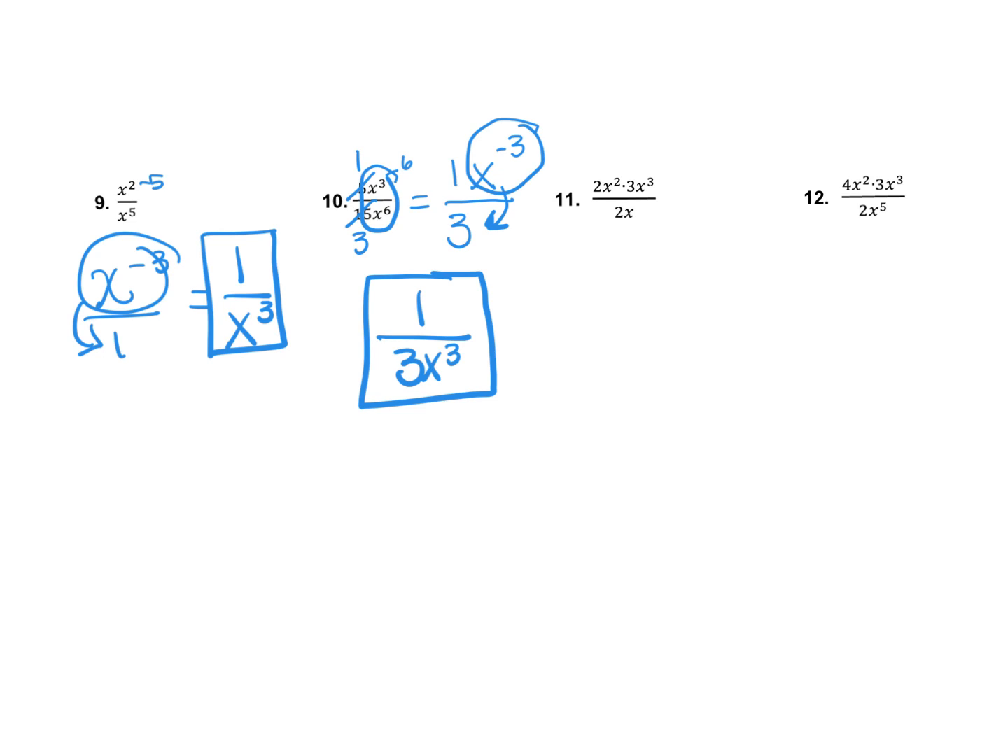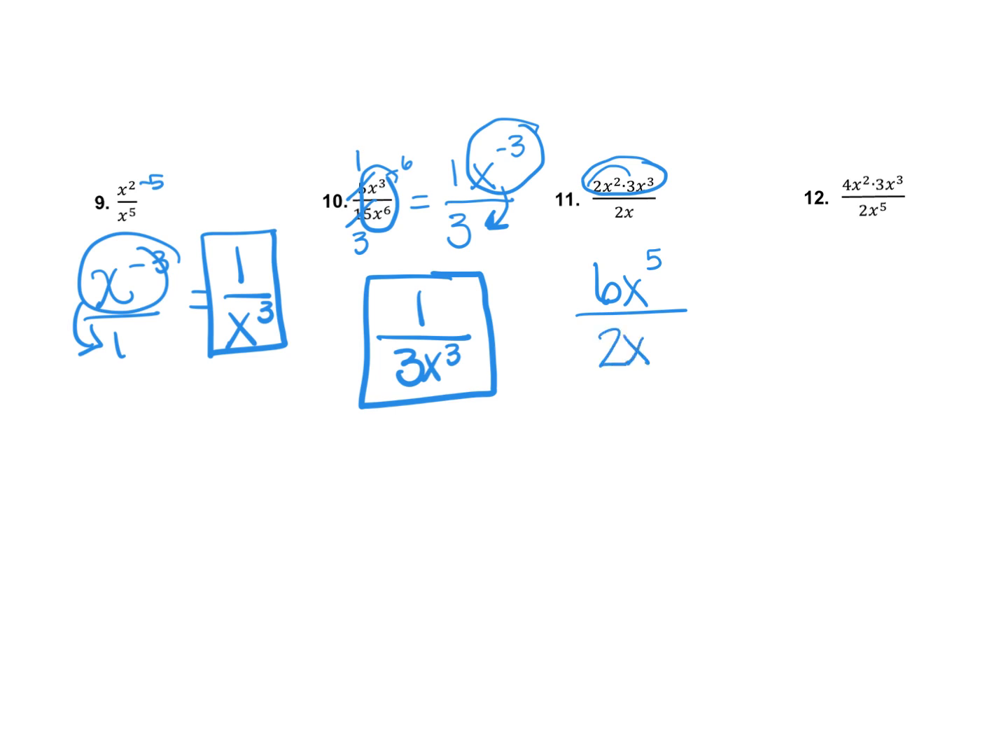All right, question number 11. Let's take this as we're going to do everything on the top first, and then we'll deal with what's on the bottom. So if I take a look at this right here, I'm going to first start by multiplying 2 times 3. Well, 2 times 3 is 6. And x squared times x to the third, remember we add the exponents together, we have x to the fifth power. And now I'm going to divide that by 2x.